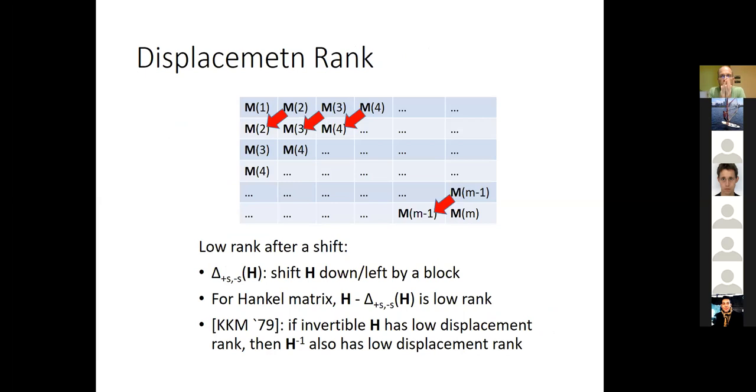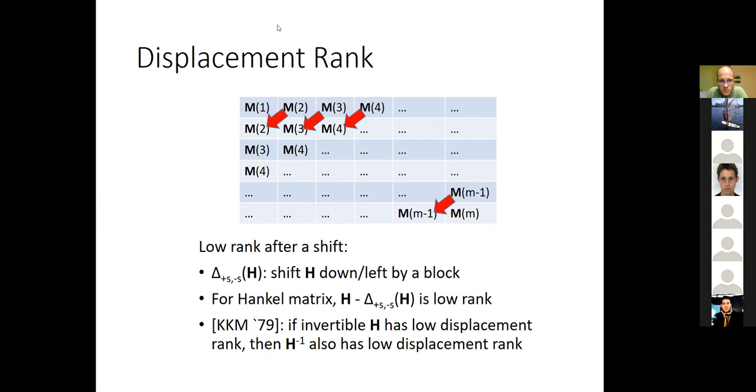What they really rely on is what's called displacement rank. So displacement rank, what their notion of displacement rank is, we talk about low rank matrices. But displacement rank is low rank after a shift.